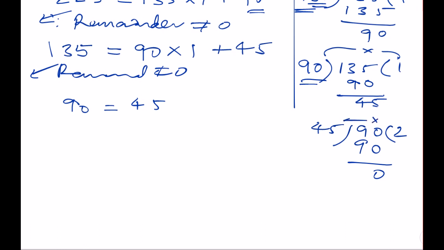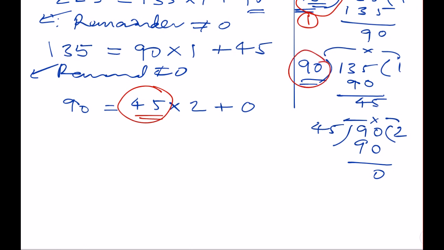So 45 into 2, how much it is? 90. So it equals 90 plus remainder is 0. Okay guys, here we can see the 45 is the last divisor here. See here, this was number 1 divisor. Here number 1, it is number 2 and it is number 3 and last. So you don't have to count this, but you have to see only last, which is the last divisor.